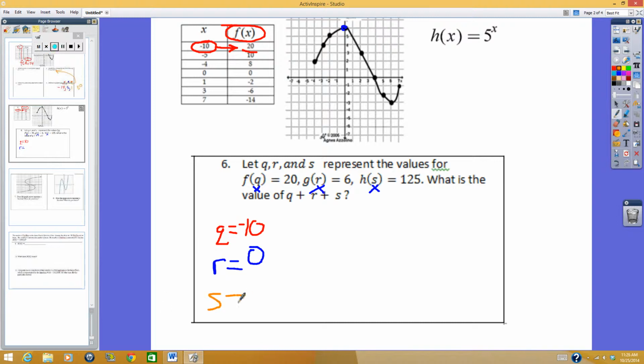Okay? And the last one, h of something equals 125. So I'm going to just write this s. In order to figure that out, you've got to match it up with this 5 to the x power. Some of you guys are a lot better if we take it back to the last topic of exponents, right? So instead of h of x, we could write 5 to the x power. It's the same exact thing. So you could just rewrite this as 5 to the x equals 125.